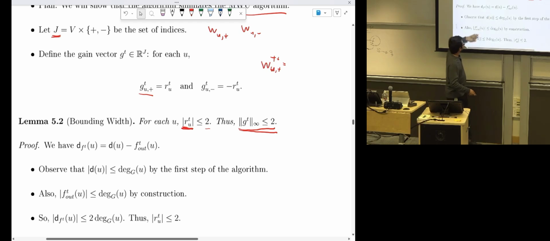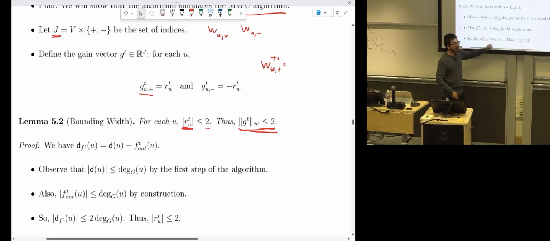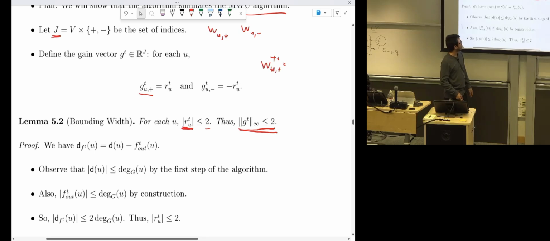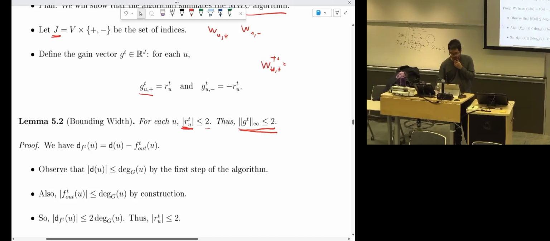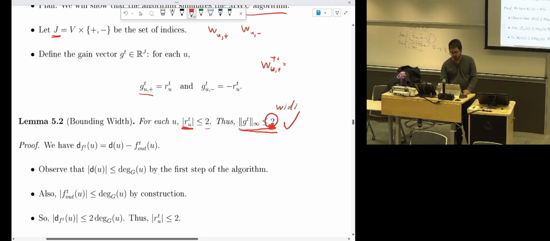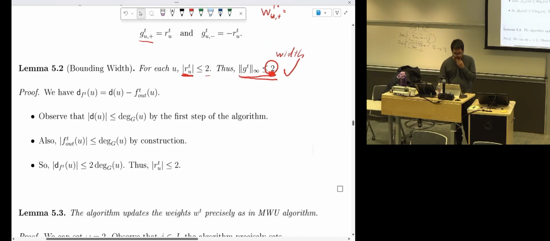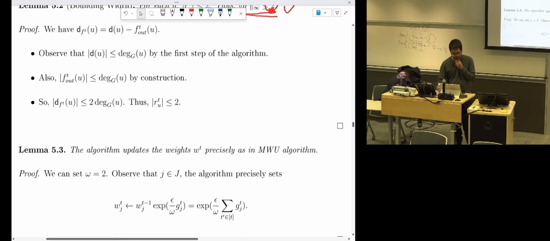So the absolute value of this one is at most 2 degree, which means that R, which is just this one over this, is at most 2. So that's the first thing. The width is actually just at most 2. I call this thing the width.